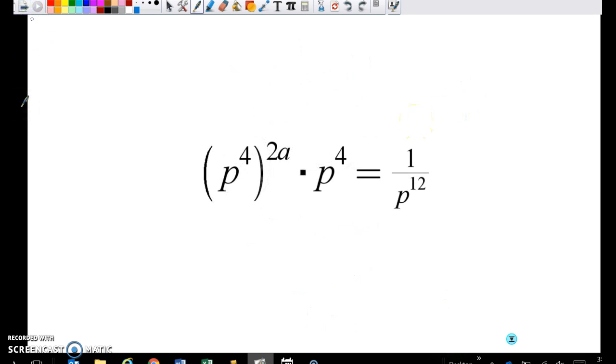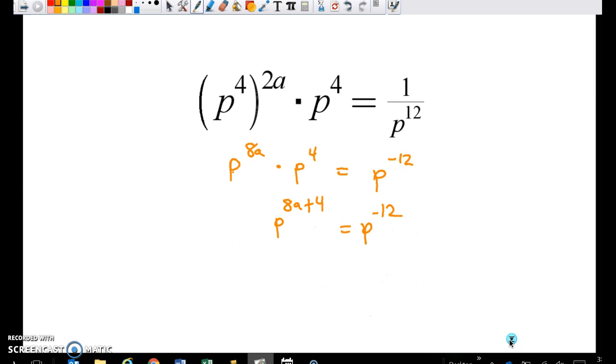Let's do 1 or 2 more of these. In this case, power to power means I multiply the exponents. 4 times 2 is 8 times a times p to the 4th. Now, 1 over p to the 12 would be p to the negative 12. That's because this is the reciprocal of the positive exponent. If I multiply by the same base, what do I do with that exponent? Add it. 8a plus 4 equals p to the negative 12. If these are going to be equal expressions, if they have the same base, their exponent has to be the same.